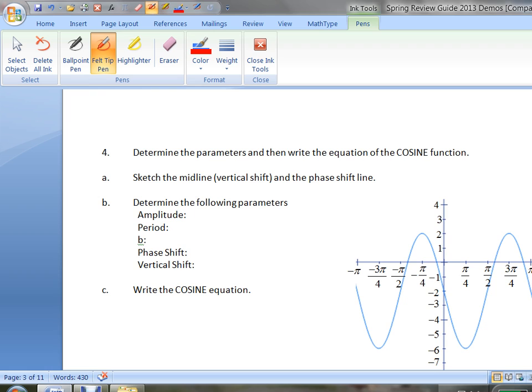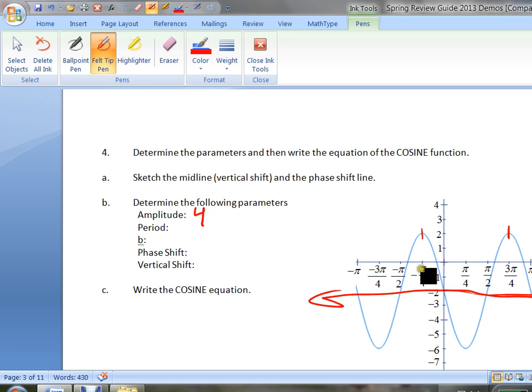Alright, so the first step is to sketch the midline. So you see that the midline, you count here, so this is 1, 2, 3, 4, 5, 6, 7, 8. So you know that the midline is 4 down, so 1, 2, 3, 4. So that's right there. And then you see that the start of the graph is right here. That's the start of the maximum for cosine. So by looking at this, you can see that the amplitude is 4.